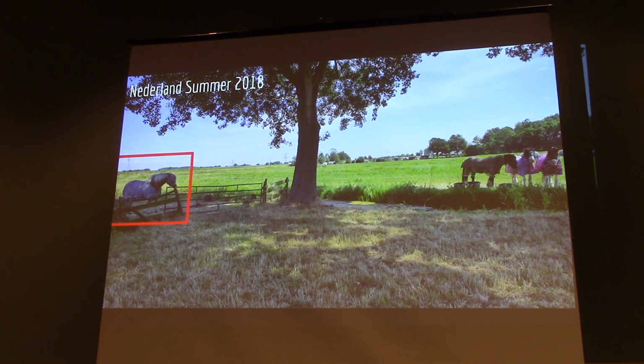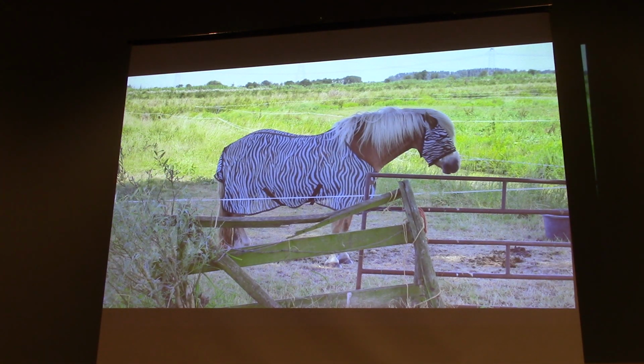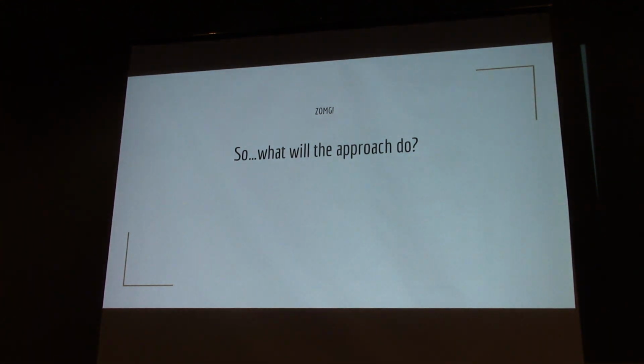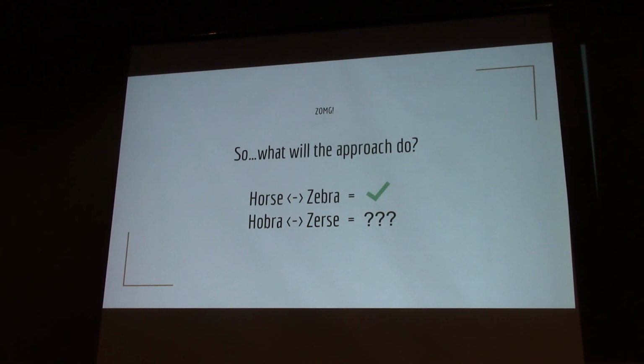What's this? What is this? Oh yes. It's not horseplay, it's horse cosplay. Okay. What's it gonna do? We can do horse to zebra, not too bad. Can we do over to this? Predictions, please, from the audience.